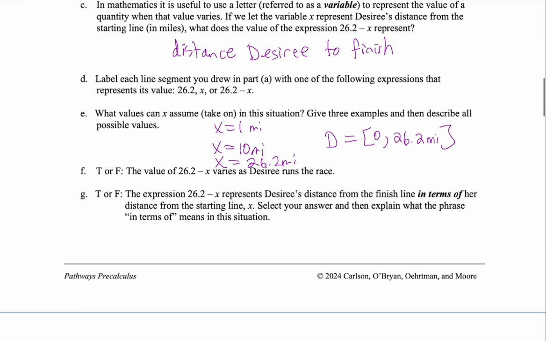And then F and G. True or false, the value of 26.2 minus X varies as Desiree runs the race. Of course that's true. That's going to be changing as she runs that race. And then G, the expression 26.2 minus X represents Desiree's distance from the finish line in terms of her distance from the starting line. And so in terms of, in this situation, means that the same variable we see in one appears in the other, and they are related. So that's what that means, and that would be a true.